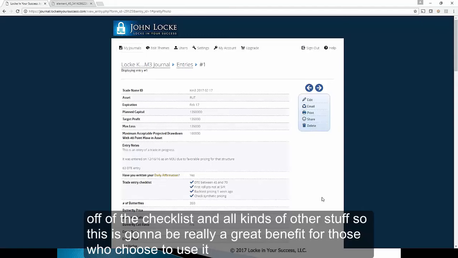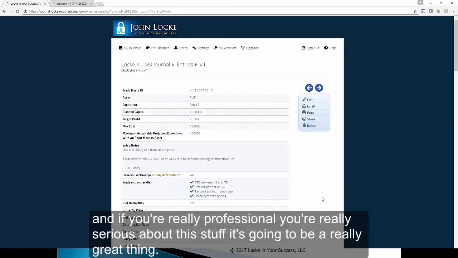So this is going to be really a great benefit for those who choose to use it. And if you're really a professional and you're really serious about this stuff, it's going to be a really great thing.